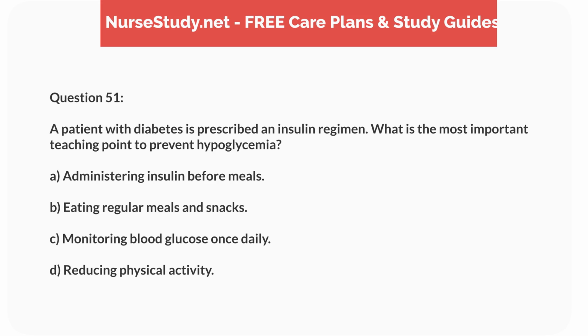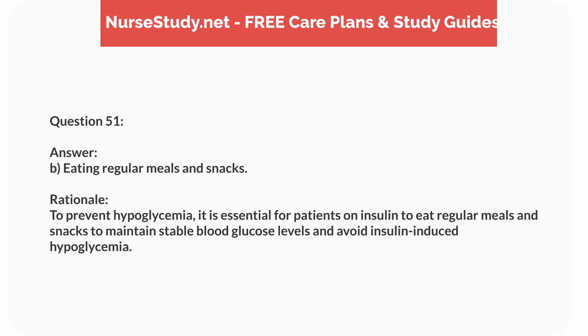A. Administering insulin before meals. B. Eating regular meals and snacks. C. Monitoring blood glucose once daily. D. Reducing physical activity. Answer: B. Eating regular meals and snacks. Rationale: To prevent hypoglycemia, it is essential for patients on insulin to eat regular meals and snacks to maintain stable blood glucose levels and avoid insulin-induced hypoglycemia.